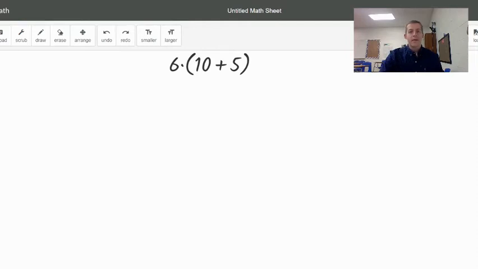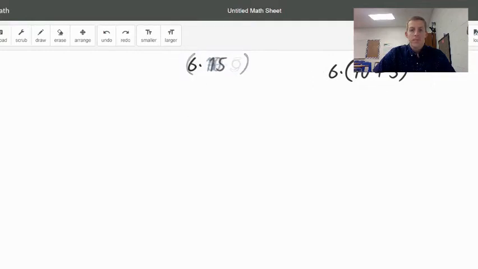We can use order of operations. So it starts with parentheses, exponents, then it goes to multiplication, division, addition, subtraction. Since we have parentheses here, I'm going to copy this over here. We can add these together. There we go. And then we can multiply, and it would get us 90.